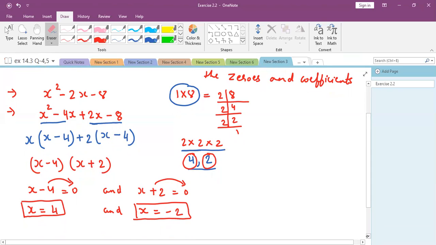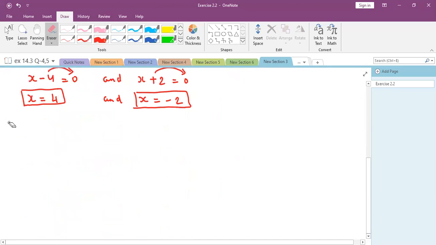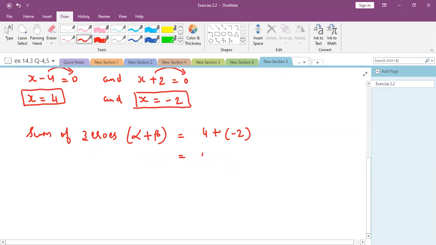Now we are going to find the sum of zeros. Here we have got the zeros as 4 and minus 2. Now the sum of zeros, we can write in brackets as alpha plus beta, that is equal to 4 plus the other zero, minus 2. We are adding the zeros. So it will be 4 plus minus 2, that is 4 minus 2, that is 2. Nothing is there in the denominator, so we can always take it as 1.